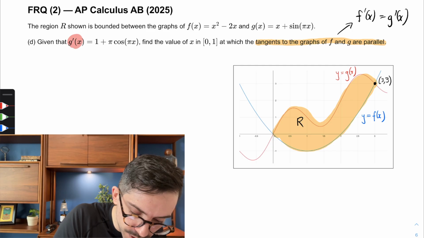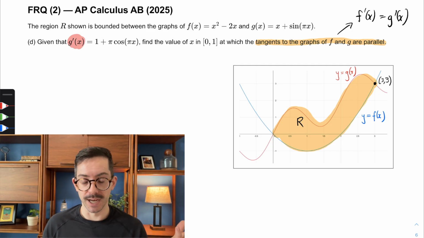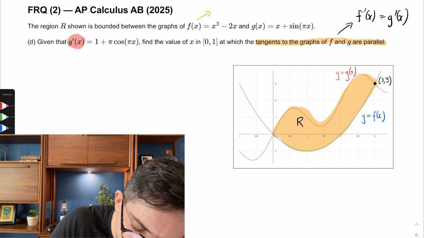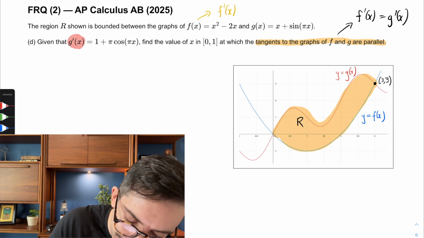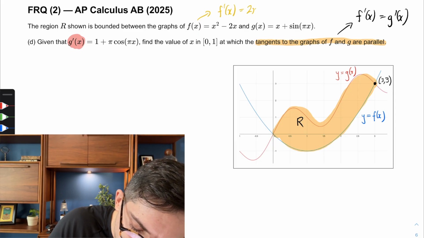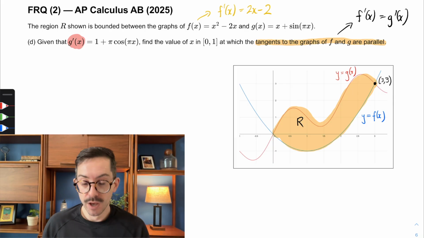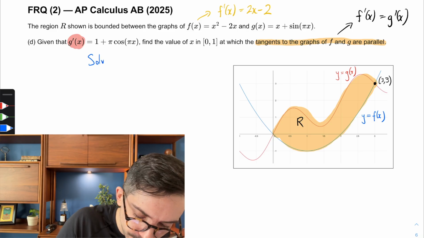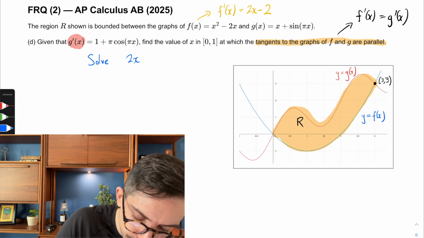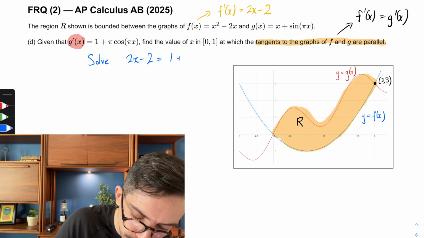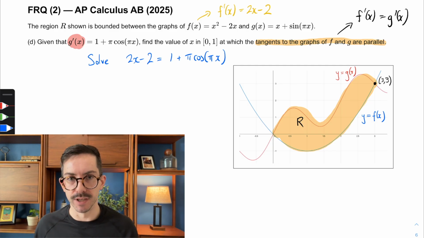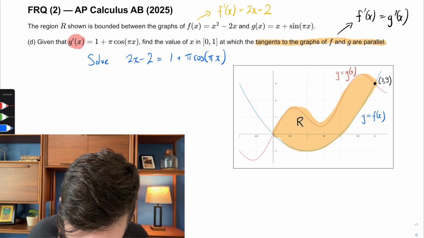The great news is they told us a rule for g prime, so that's coming at us for free. We have a rule for f. It's a polynomial, it's a quadratic, so we can write down straight away that f prime of x equals 2x minus 2. So we have a very concrete equation that we need to solve. So we want to solve 2x minus 2 is equal to 1 plus pi cosine pi x. We can type this into our calculator and solve this, no problem. So let's pull up our calculator.